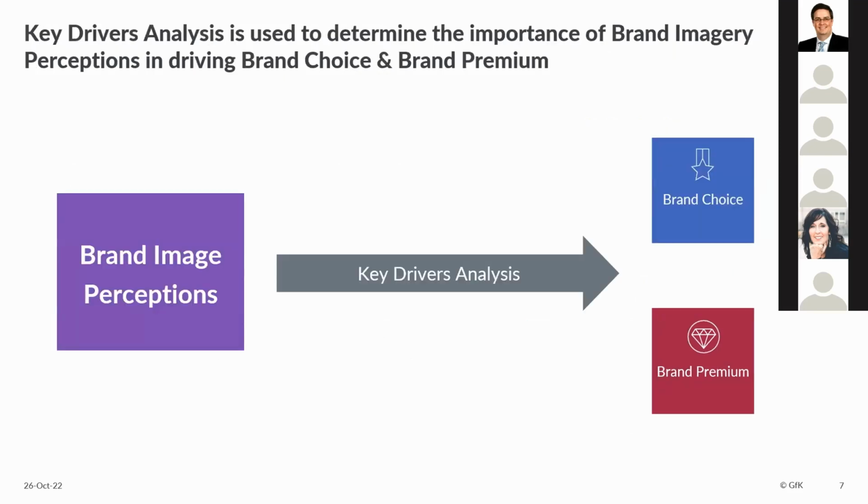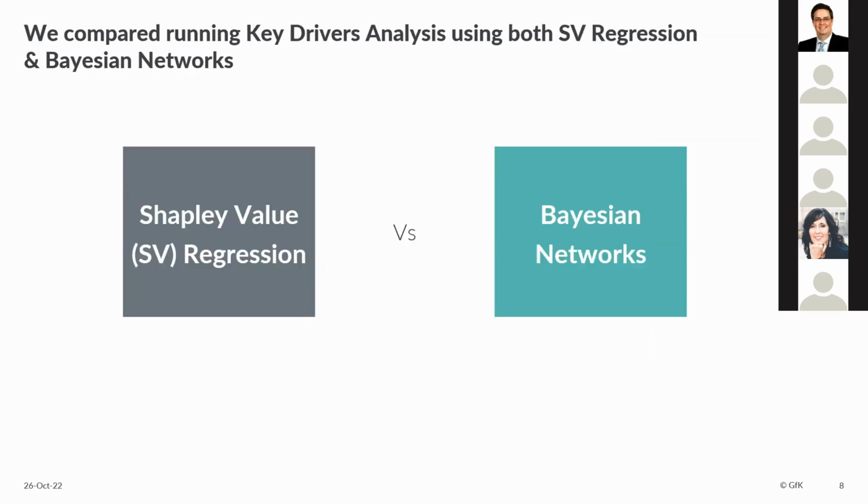So now we've calculated our overall measures of brand performance, our brand choice and brand premium. We can then use key drivers analysis to understand the importance of brand imagery perceptions in driving these outcome measures. Traditionally, we do this using Shapley value regression, but what we decided to look into was, okay, can we use Bayesian network instead to run that key drivers analysis?